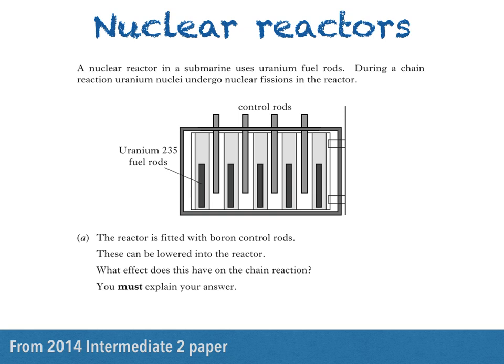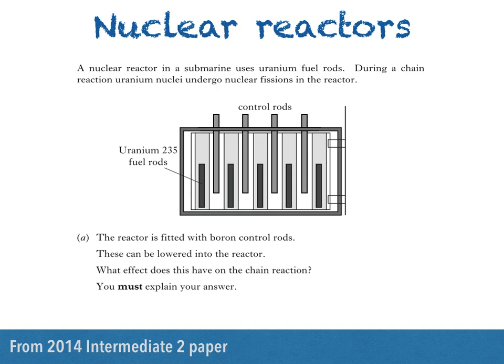A nuclear reactor in a submarine uses uranium fuel rods. During a chain reaction, uranium nuclei undergo nuclear fissions in the reactor. Part A then says the reactor is fitted with boron control rods. These can be lowered into the reactor. What effect does this have on the chain reaction? You must explain your answer.